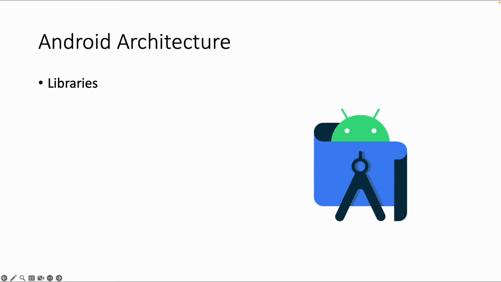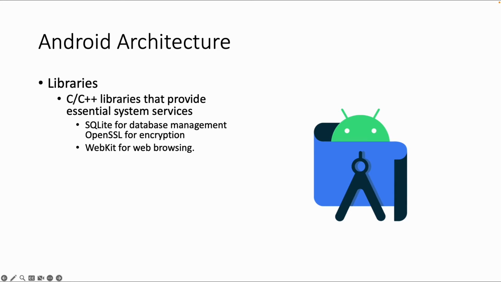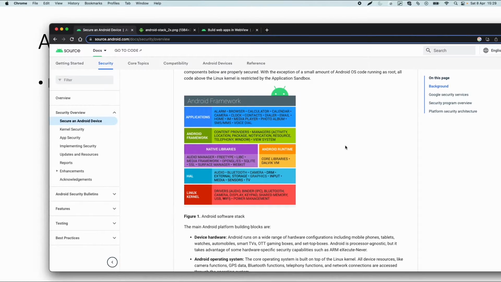Welcome back. Let's dive into the next layer, the libraries. The libraries within Android are the so-called native libraries. As you can also see on this page, the native libraries handle different topics. For example, SSL for secure communication is handled by the native libraries.